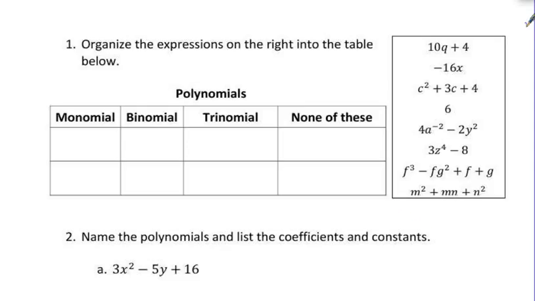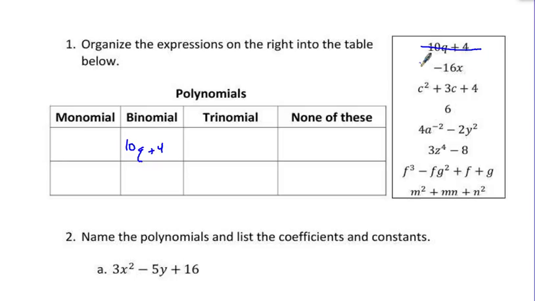In this first example here, I'd like to organize by name the expressions, the polynomials that are given in this box. You'll move them to this box by type, where they go. So let's first look for the monomials. This would be polynomials with one term. So I'm looking for positive and negative signs separating terms. This one has 2, so it's actually a binomial, so we'll write 10q plus 4, and that one's taken care of.